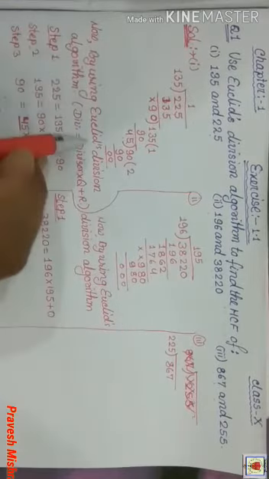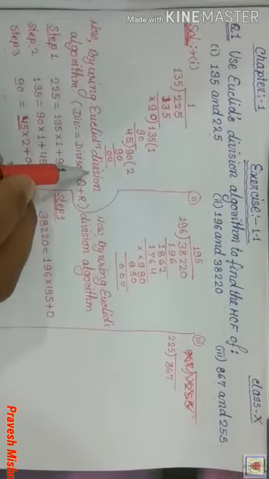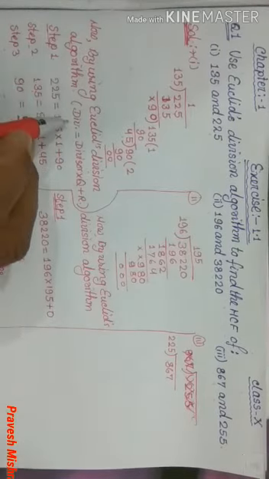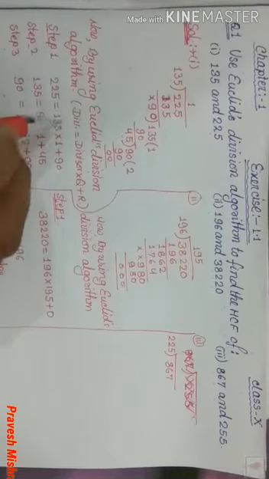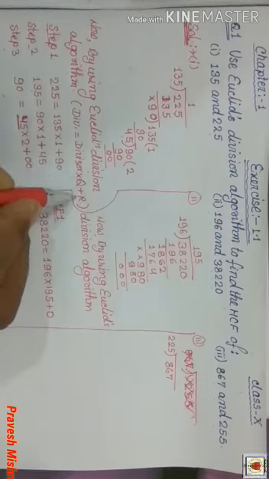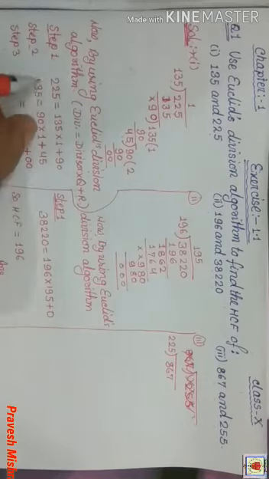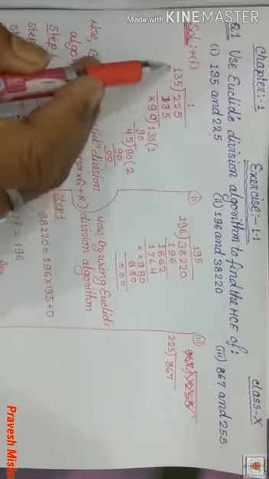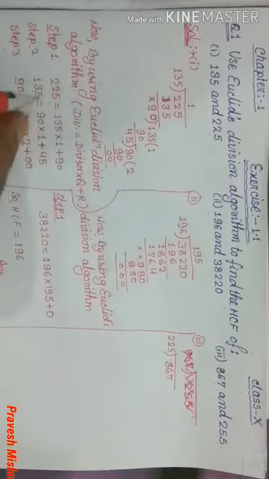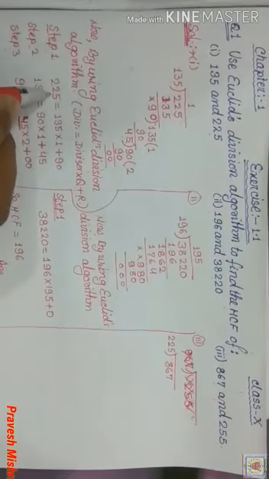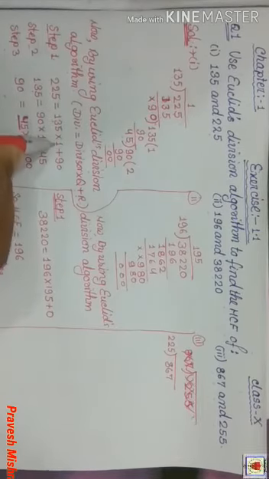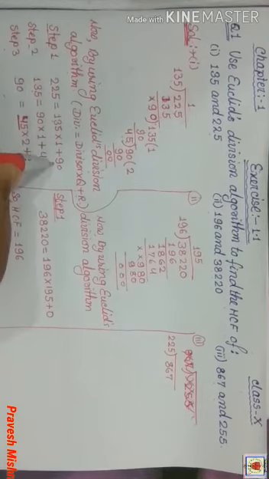Now by using Euclid's division algorithm. What is Euclid's division algorithm? Dividend is equal to divisor into quotient plus remainder. So this one will be your first step: 225 is the dividend, 135 is the divisor, 1 is the quotient and 90 is the remainder.